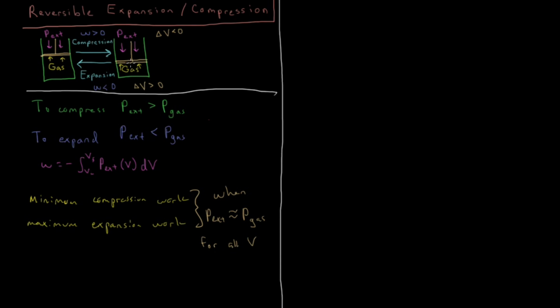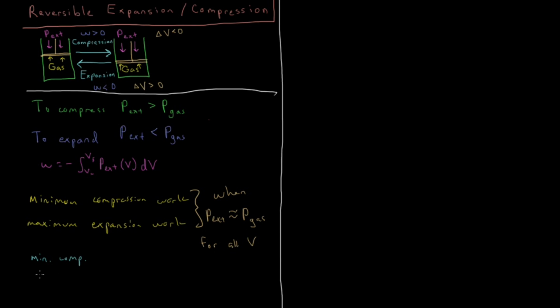And similarly, during expansion, this internal pressure has to be larger, so the minimum amount of expansion work is also when the external pressure is approximately equal to the internal pressure during this entire process. And when those are true, we have that the minimum compression work is also going to be equal to the maximal expansion work.